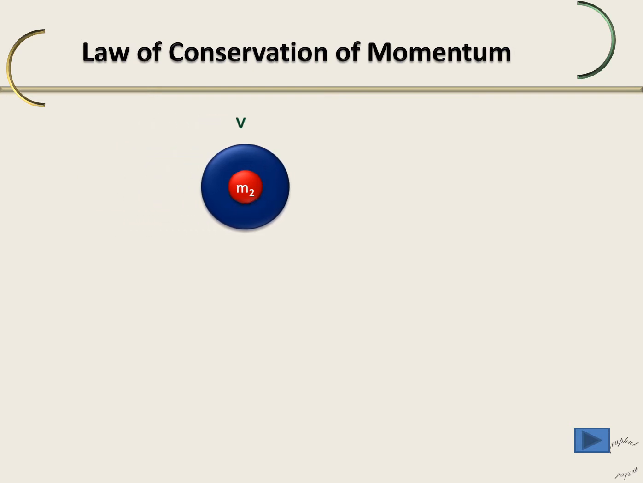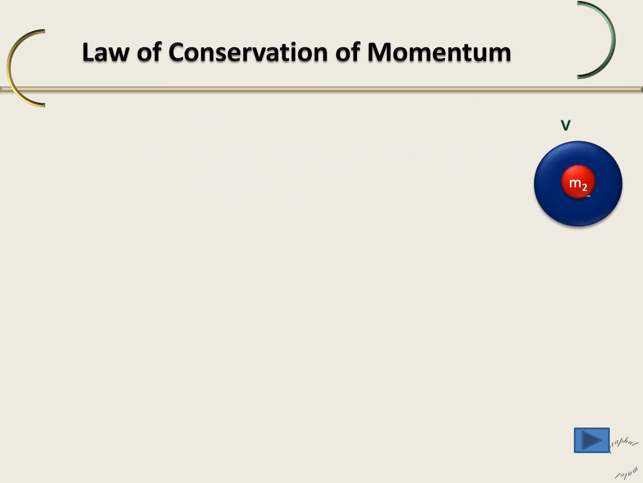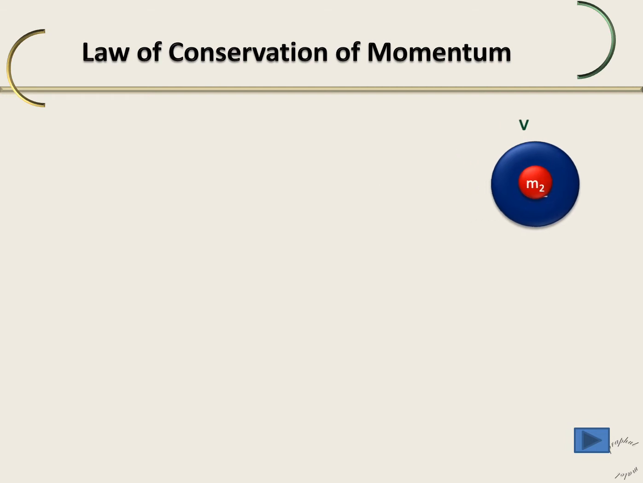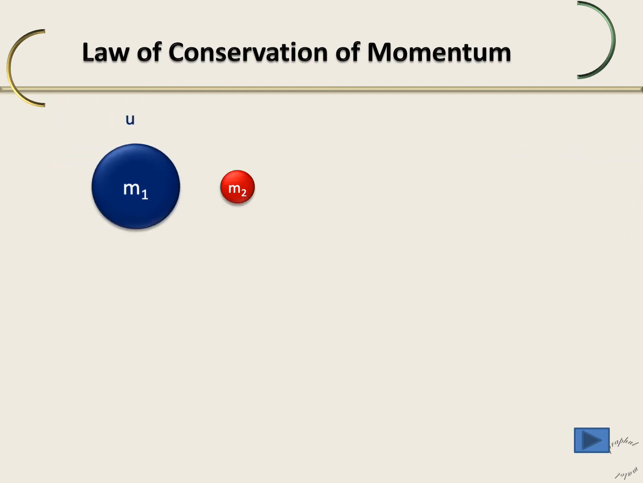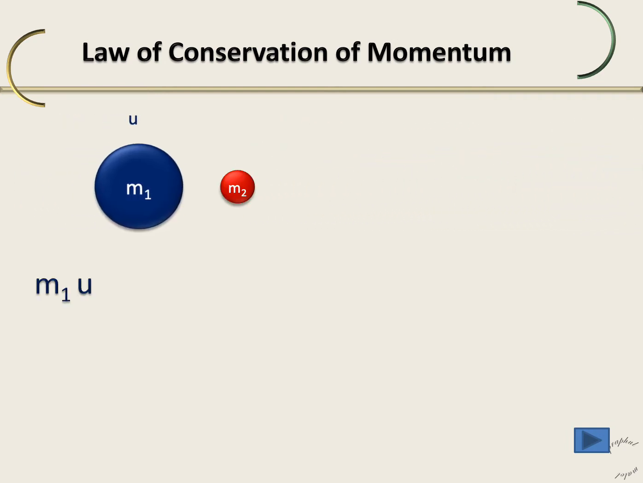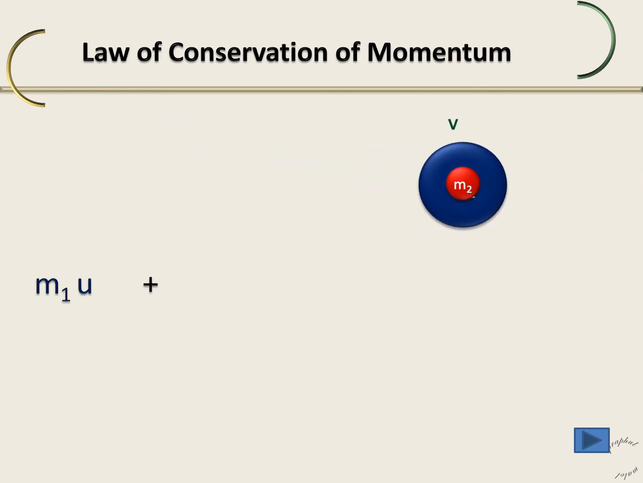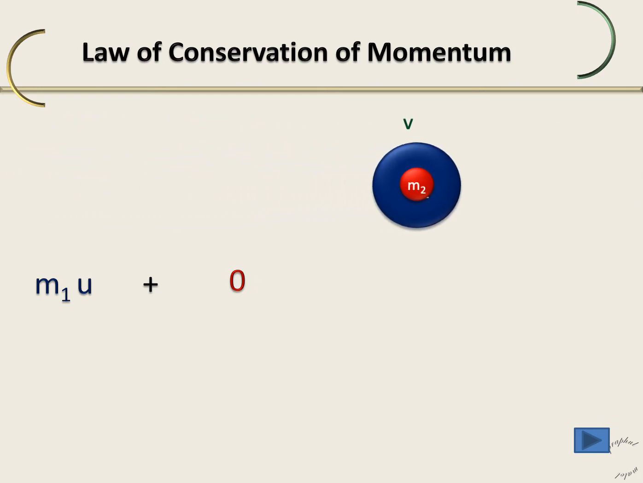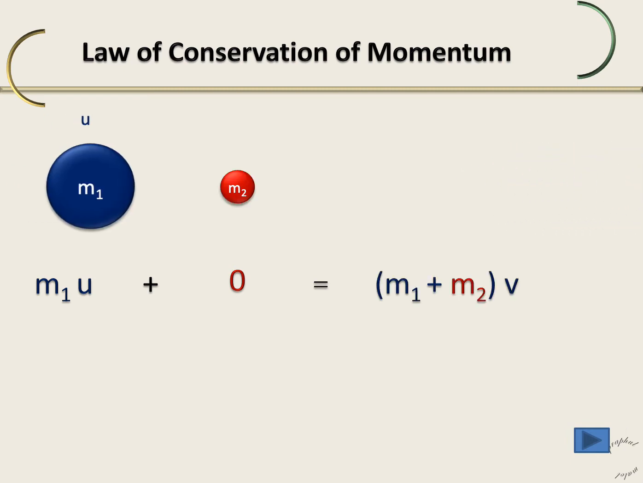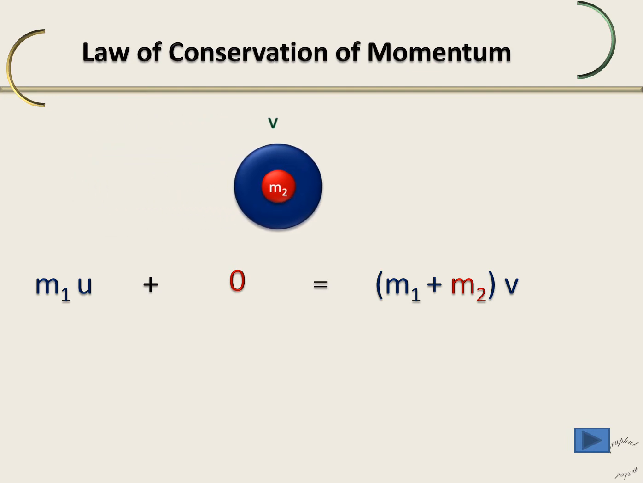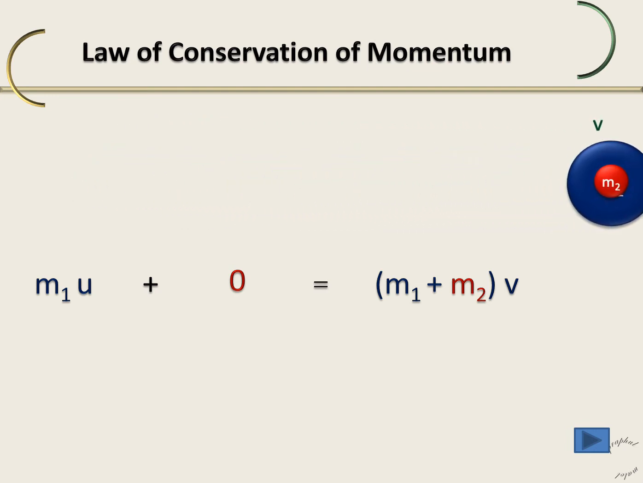Let's see more examples or more scenarios where you can use the conservation of momentum. So in this example, one body was moving initially and the other one was not moving. And after collision, they stick together, they join together and they move with a common velocity v. So let's see how you can use the conservation of momentum here. Before, only one body was moving, so the red sphere's momentum is zero. And after, both are moving together with a common velocity v. This is how you can write the equation for conservation of momentum in this particular example. Like this, you can rewrite the conservation of momentum equation for that particular situation.